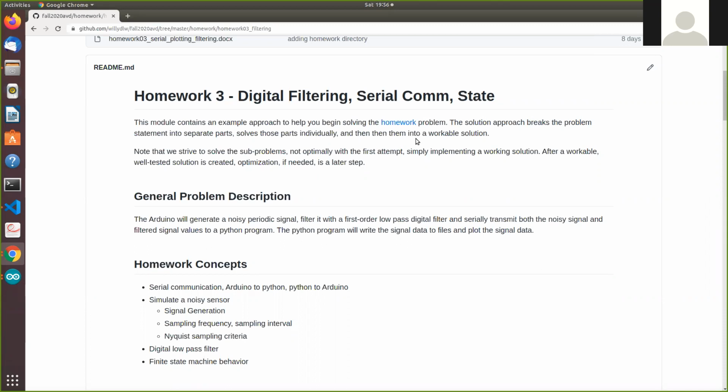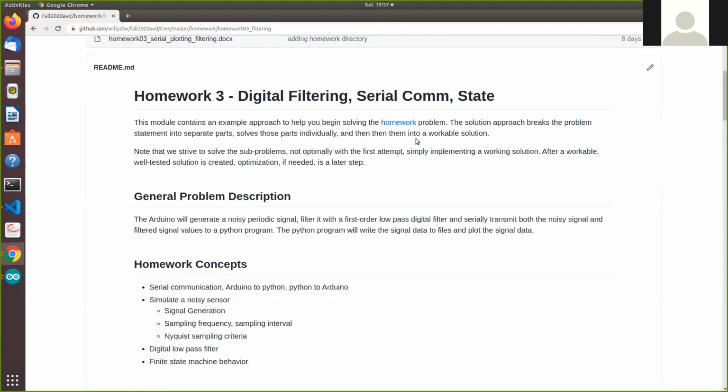We've already had a couple of videos implementing two other parts of the state machine. We're going to implement the part of the state machine where we're actually going to generate a signal frequency. The idea of our homework is that we are going to be sending a signal from Arduino to a Python program using serial communication. And we're actually going to send the signal data.